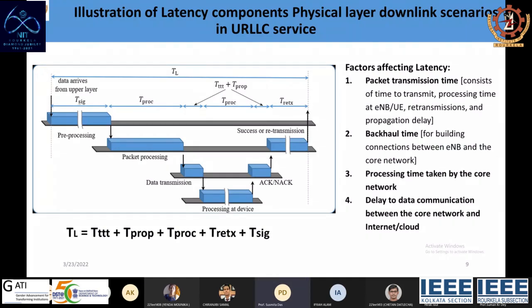Now we'll discuss, in the physical layer downlink scenario, what the latency requirements are and how they can be related. The physical layer latency, as you see clearly given here, can be divided into five components: packet pre-processing, data transmission, processing at the device, acknowledgement, then successful or unsuccessful retransmission. So this is the downlink scenario.